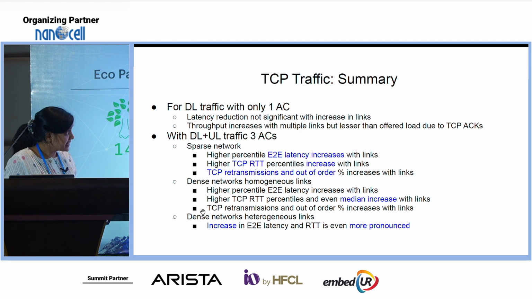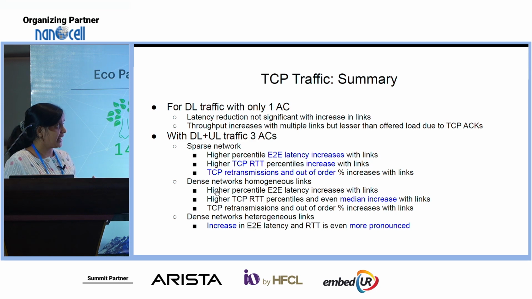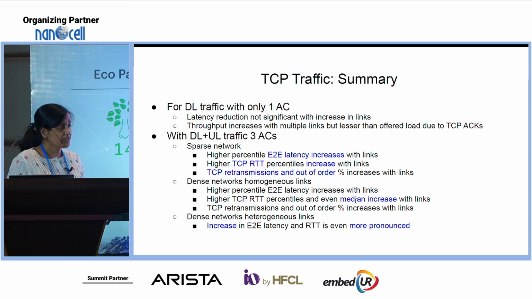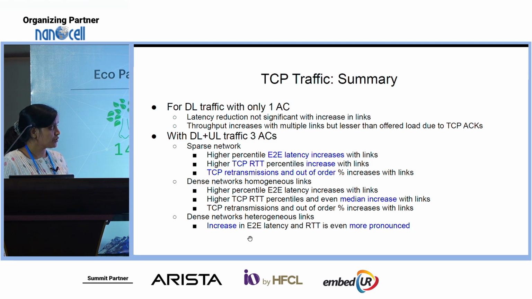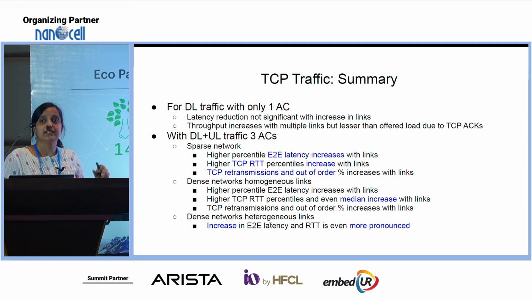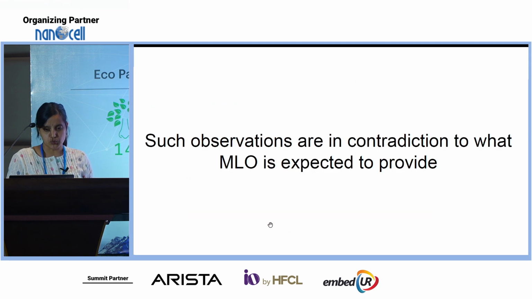This was about a sparse network. In a dense network, again all the same things hold true. Also the median TCP RTT increases, not only the higher order percentiles. And in the case of a heterogeneous network, this increase is more pronounced. Okay? So with this, we said that these observations are in contradiction to what MLO is expected to achieve.